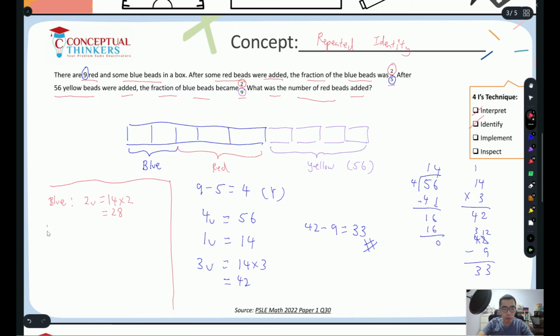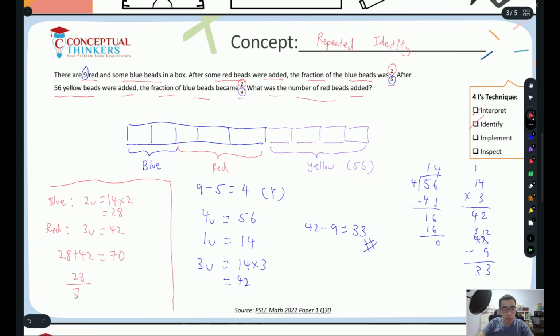Okay, so red at first. Okay, red at first is 9. So red in the end will be 42. So red in terms of 3 units will be 42. If I add these 2 up, right, so if I take 28 plus 42, so this will give me 70. Now I'm trying to test whether I will get 2/5 when it comes to the fraction of blue before we added the yellow bits. So we know that blue will be 28.